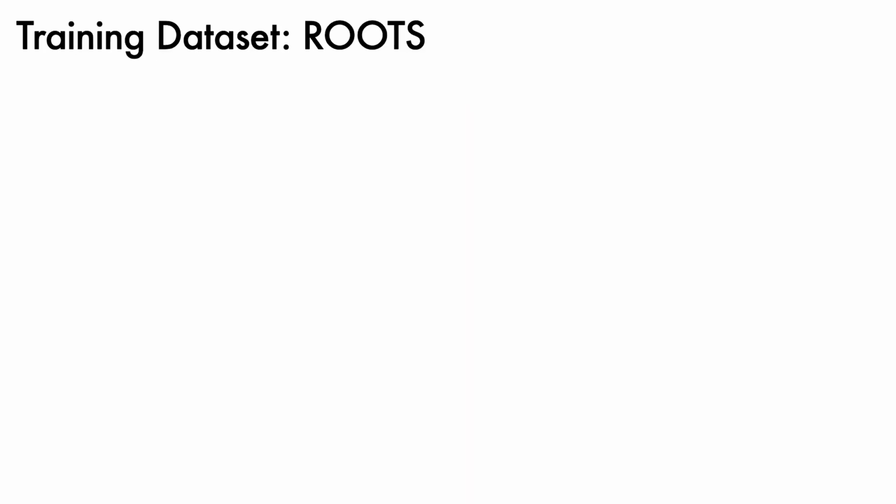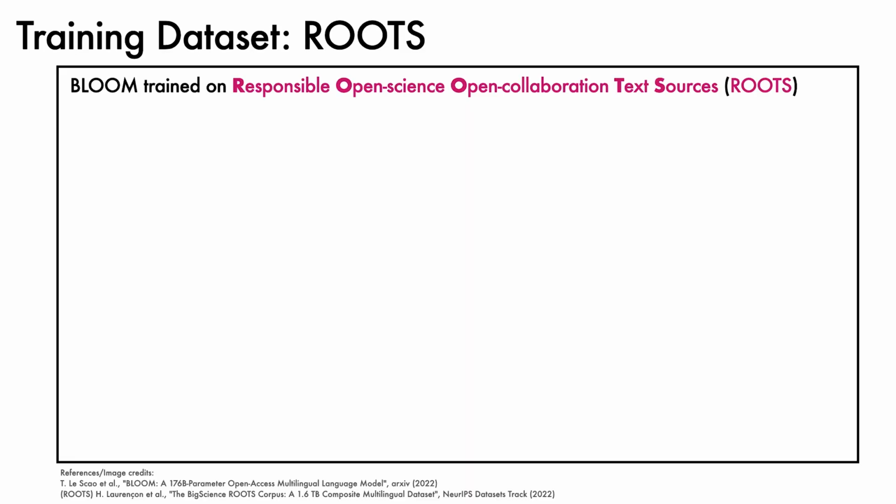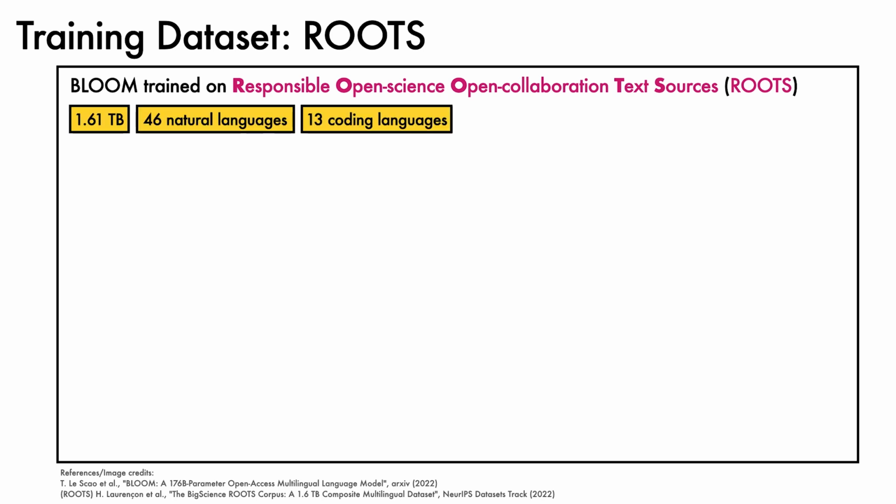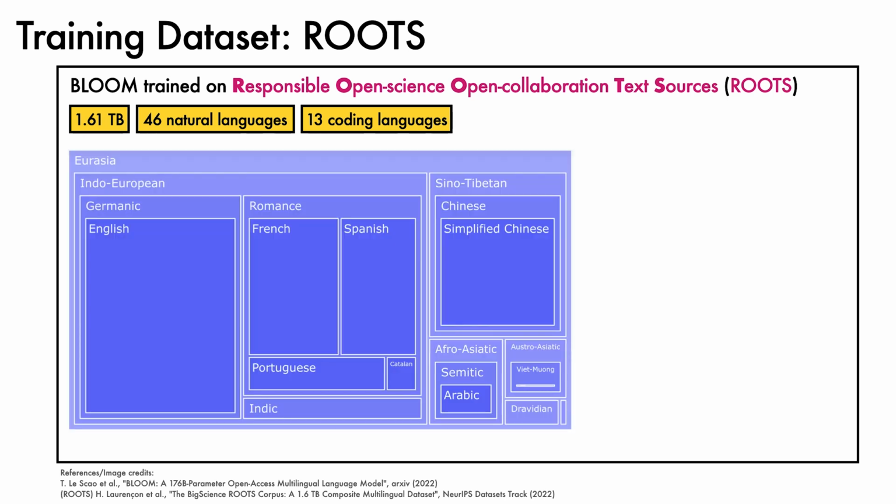this use case. The dataset that Bloom was ultimately trained on is called the Responsible Open Science Open Collaboration Text Sources, or ROOTS dataset. This contains 1.61 terabytes of text, 46 natural languages, and 13 coding languages. To give an idea of composition, here is a tree map of the content, where the area is proportional to the number of bytes in each subset.